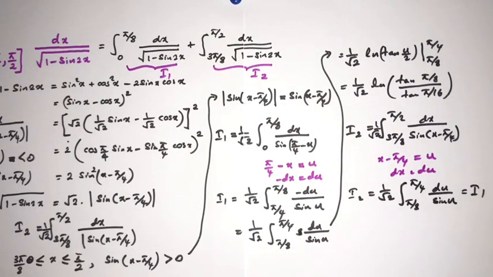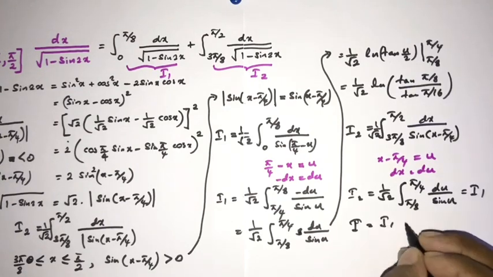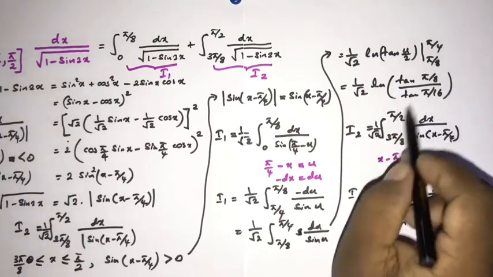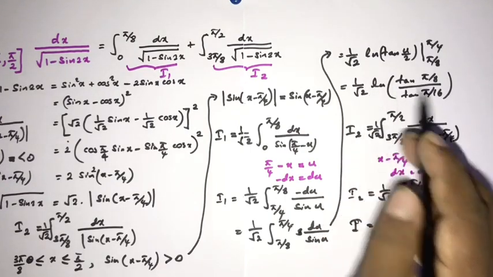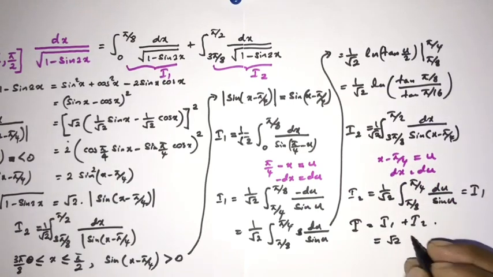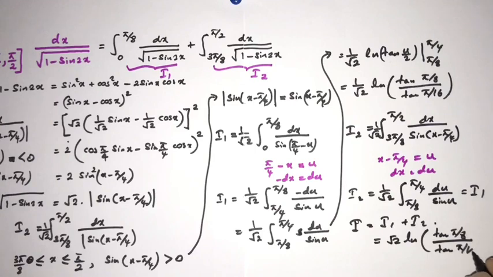So I1 and I2 are the same integral. We can write our main integral I equal to I1 plus I2, and I1 has 1 over square root of 2, so 2 times it, the square root of 2 gets cancelled, so we have square root of 2 times the natural log of tan of π/8 over tan of π/16. Okay, this is the answer for this integral.